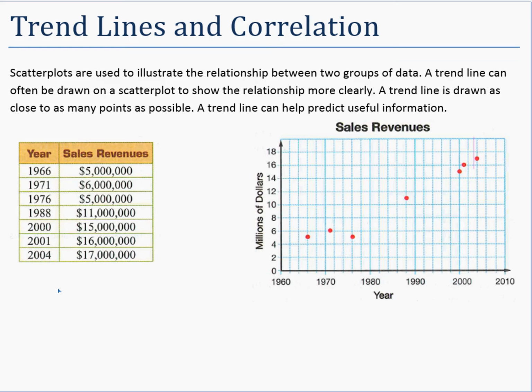And what we can do is draw what's called a trend line. A trend line can often be drawn on a scatter plot to show the relationship more clearly. A trend line is drawn as close to as many points as possible, and it can help predict useful information. So if this company wants to predict what the sales will be in 2020, they may try to draw a line in here to represent what's happening with the company and then have a good prediction of what it will be so they can plan for that.